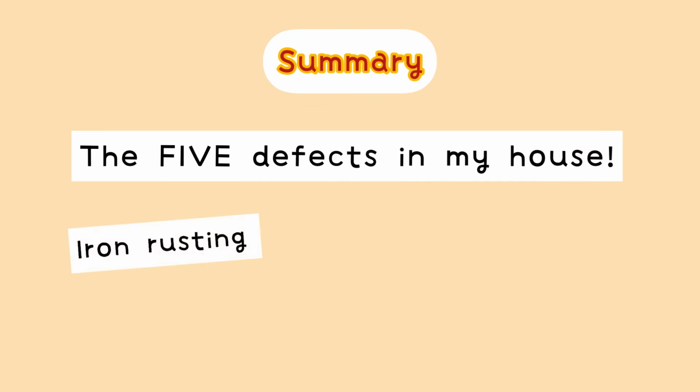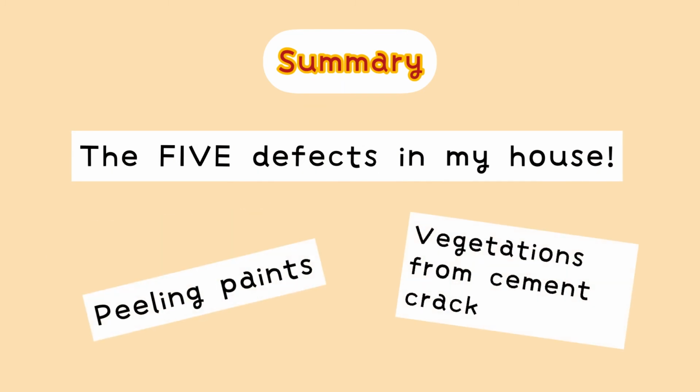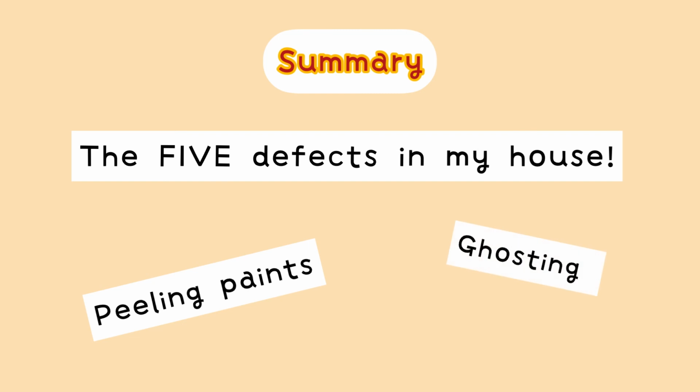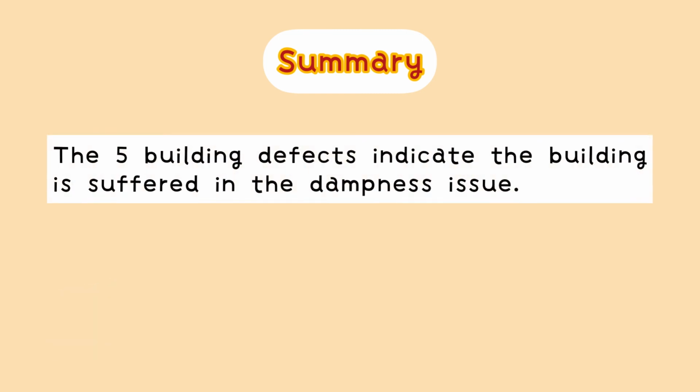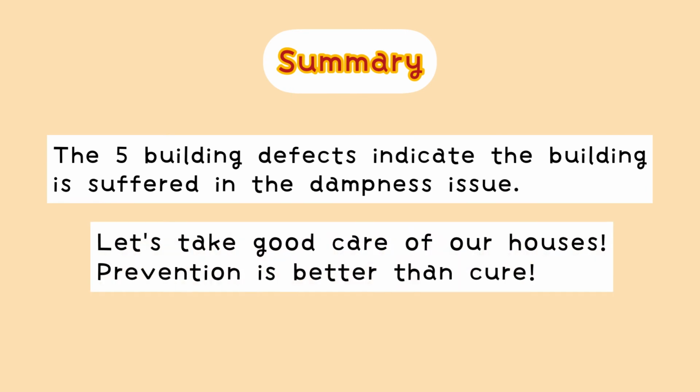In conclusion, the 5 defects in my house are iron rusting, vegetation from cement cracks, peeling paint, ghosting, and timber decay. All in all, the building is suffering from a dampness issue, so let's take good care of our house.